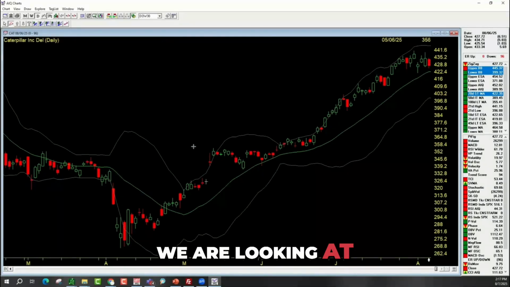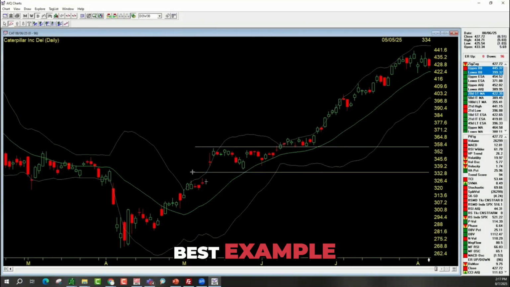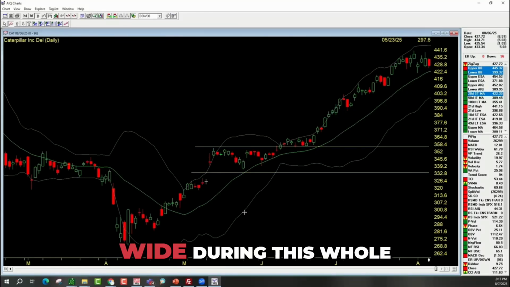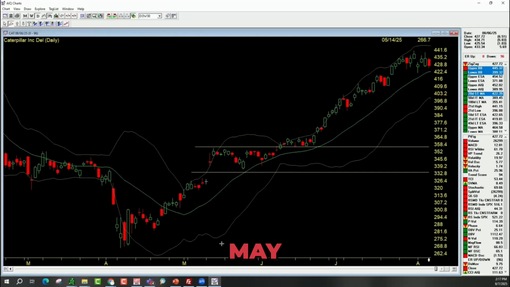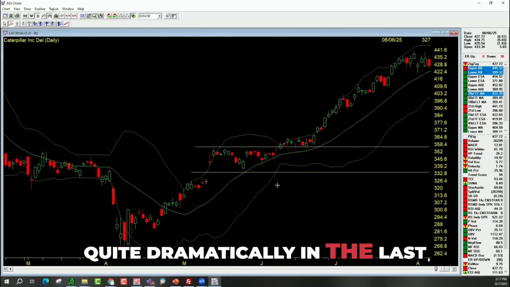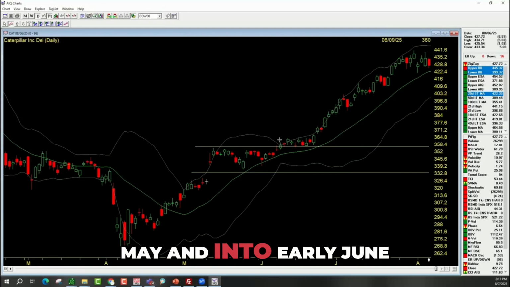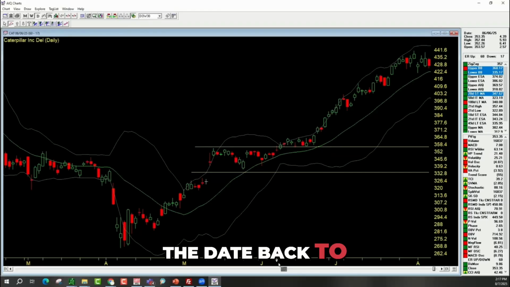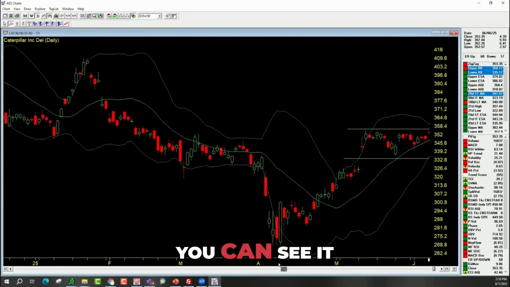This is one of the best examples of a consolidation period, almost a whole month. Notice the bands are fairly wide during this whole month of May. Then the narrowing has been going on quite dramatically in the last part of May and into early June. The best way to do this is to change the date back to that point. You can see the squeeze beginning here.